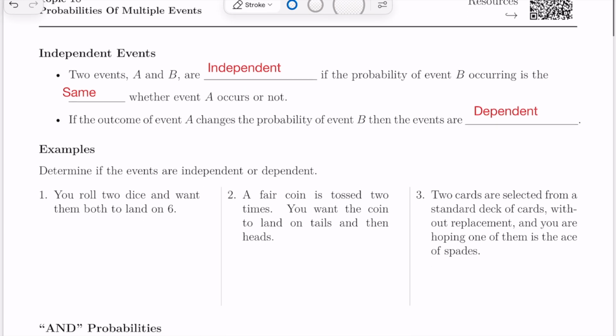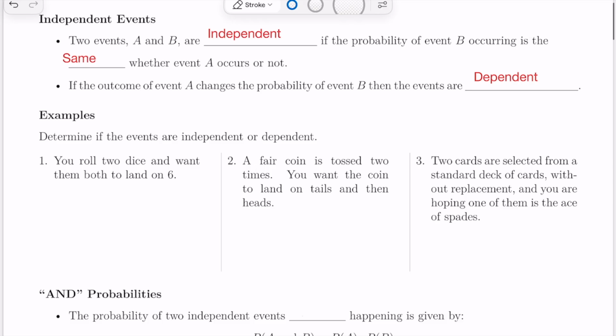So let's take a look at a few examples and make sure we can clarify what that means. You roll two dice and want them both to land on a 6. Well, does the first die affect the other die? Like if you roll the first die and it lands on a 6, does that change the second die? Does it affect it in any way? No, it doesn't. These are independent events because one die does not affect the other.